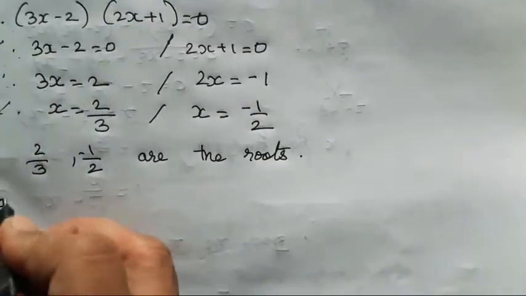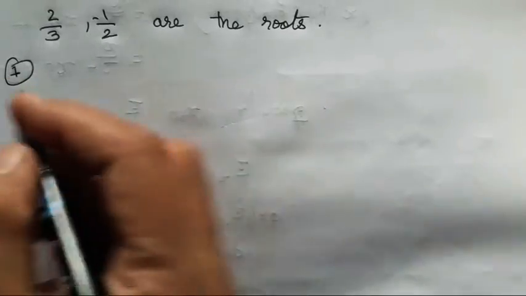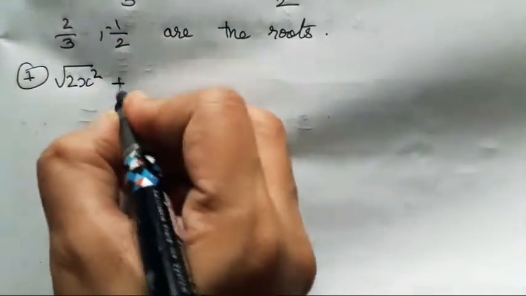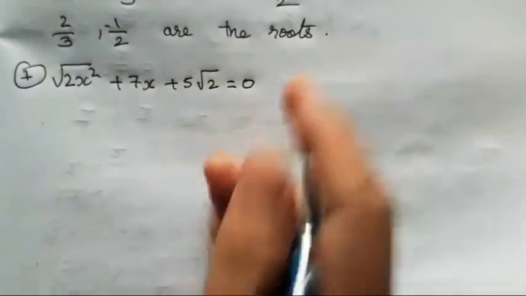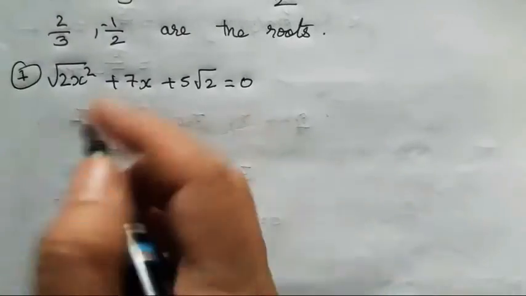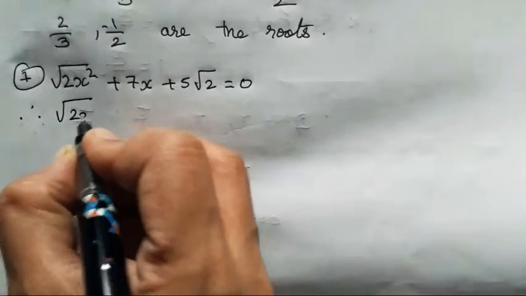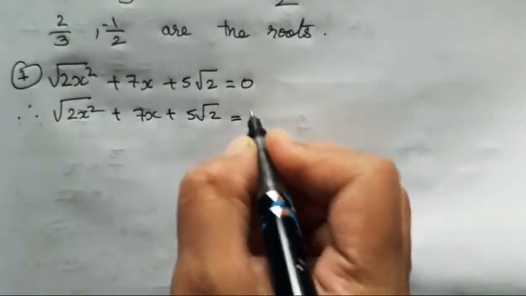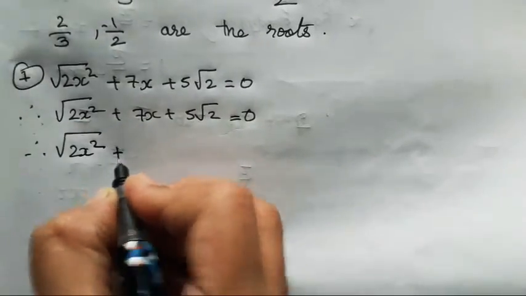Now, seventh sum is in the form of activity. Matlab fill in the blanks you all have to solve, but I will solve it in the form of a sum so that it will be clear to you all. So the question is root 2x square plus 7x plus 5 root 2 is equal to 0. By factorization method you all have to solve this. So first we will write the sum as it is, that is root 2x square plus 7x plus 5 root 2 is equal to 0. Therefore I think now everyone has got what we have to do.